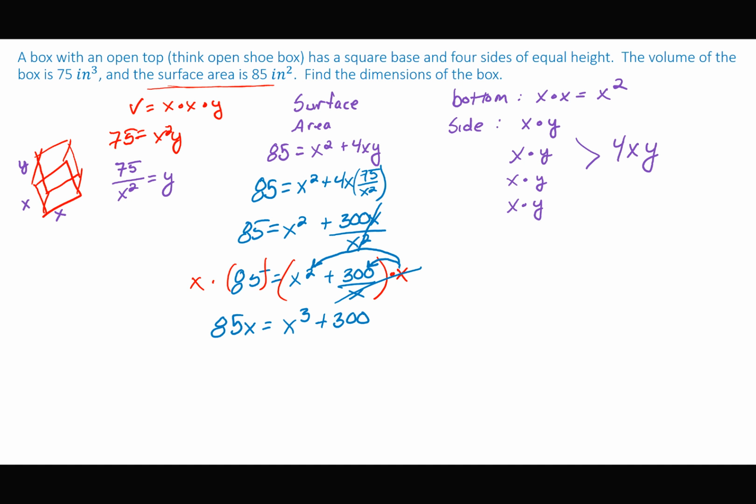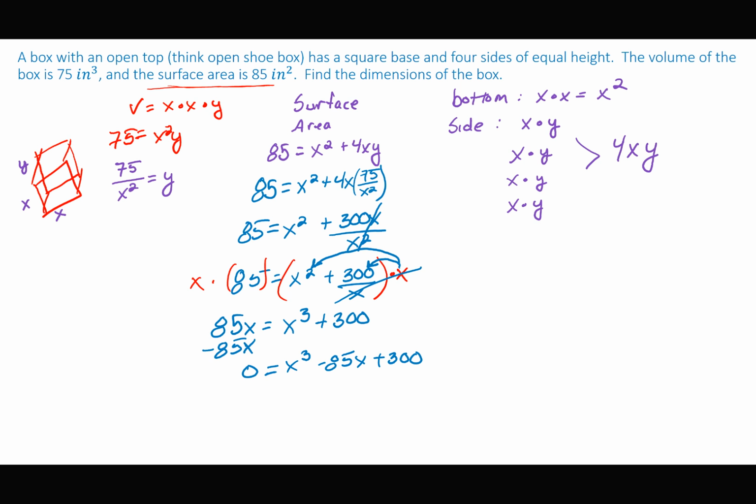But again, I'm trying to solve for x. So let's move this to the other side so we can get an equation equal to 0. So I have x cubed minus 85x plus 300. Trying to solve for x, I have to go through the strategies I have. Well, I can't factor an x out. This is not a quadratic. This is not a degree 4 quartic that I could use a u substitution for. So this one's kind of turning into a problem.